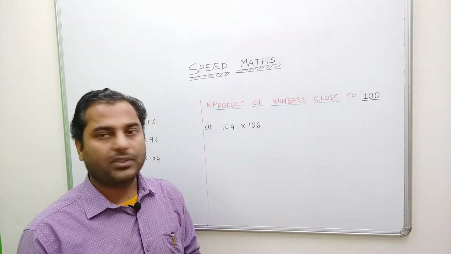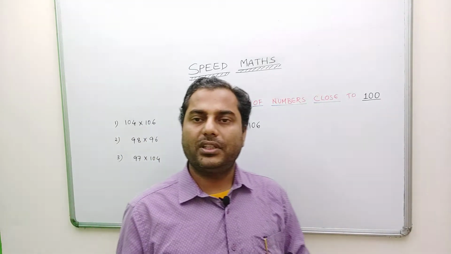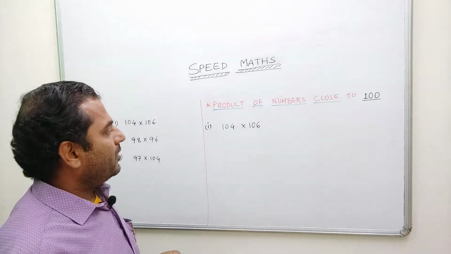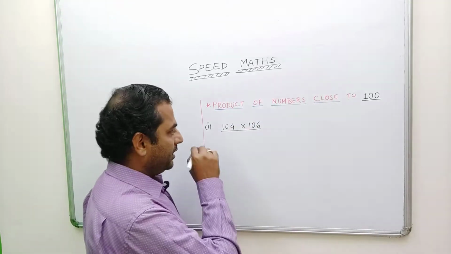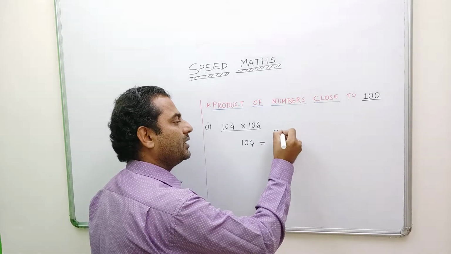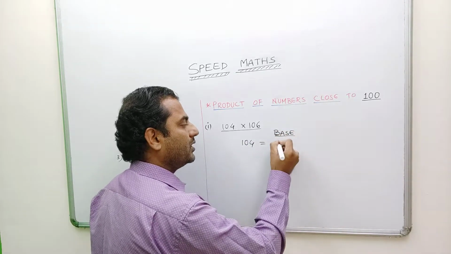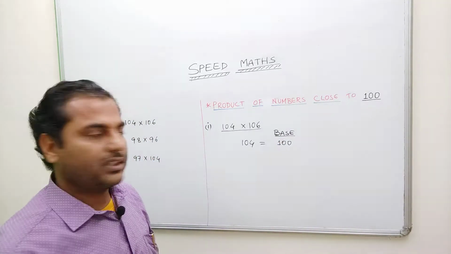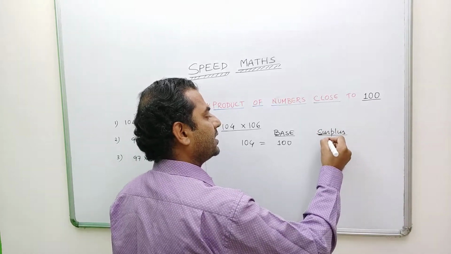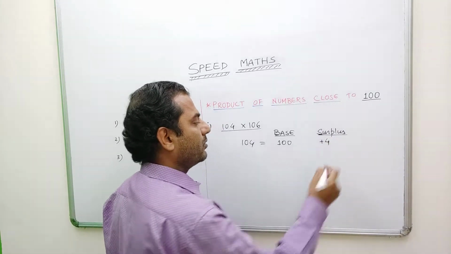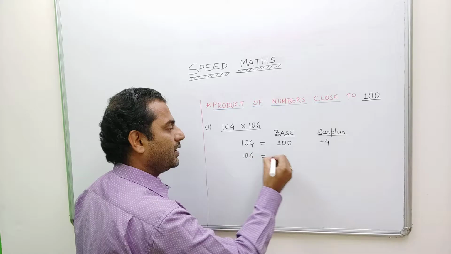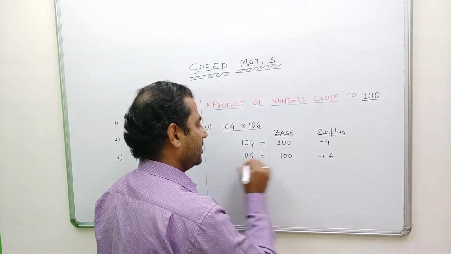Let's understand the concept behind this, and then you will be able to solve these questions without using pen or paper in a fraction of seconds. So how can we solve this? The number given to us is 104. It can be written as, now this is again the concept of base. So what is the base? I will take it as 100. 100 is the base of this number, and here I will write the surplus. The surplus is 4, so I can write plus 4. So this number 104 can be written as 100 plus 4. 106 similarly can be written as 100 plus 6.